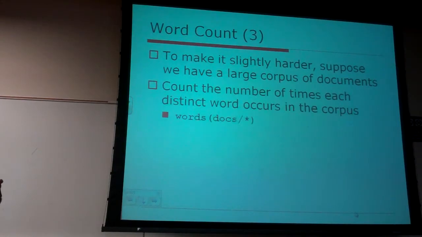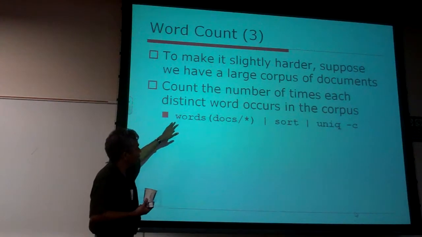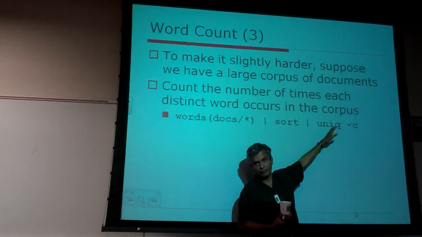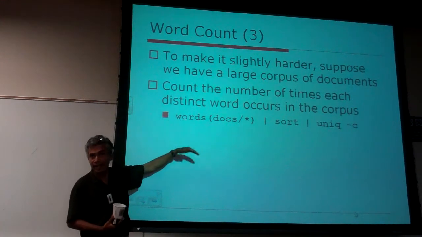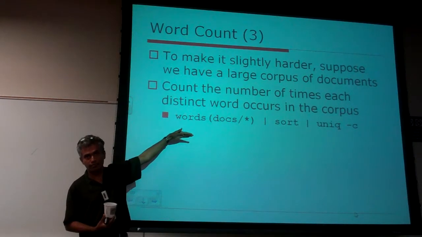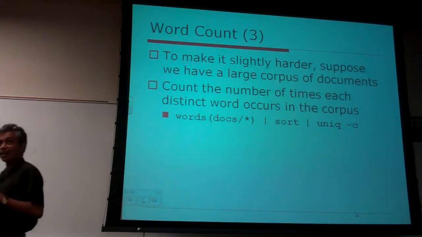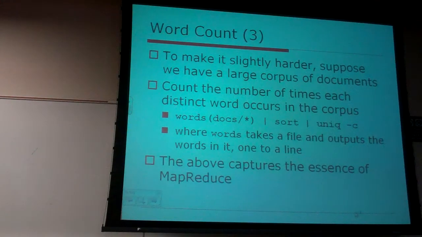Then essentially I would have to take the words from all the documents, sort them, and then do uniq. This one is basically easily parallelizable. For each document, I can have one machine extracting the words from the document. So you already have this written in sort of a MapReduce form. Words takes a file and outputs the words in it, one in a line, and this already captures some kind of parallelism, this MapReduce kind of parallelism.